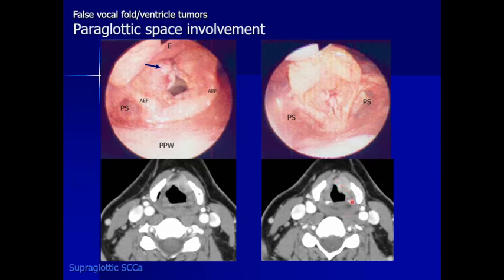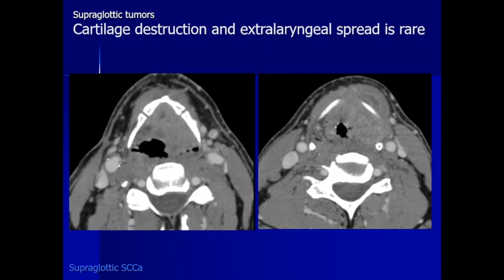It can go into the pre-epiglottic fat, it can go into the subglottic larynx or the glottic larynx without detection on endoscopy. Again, it's our job to point this out. It's important to remember that with supraglottic tumors, cartilage destruction and extralaryngeal spread is very rare unless the tumors are huge. So, where can I confidently call cartilage invasion in any site?